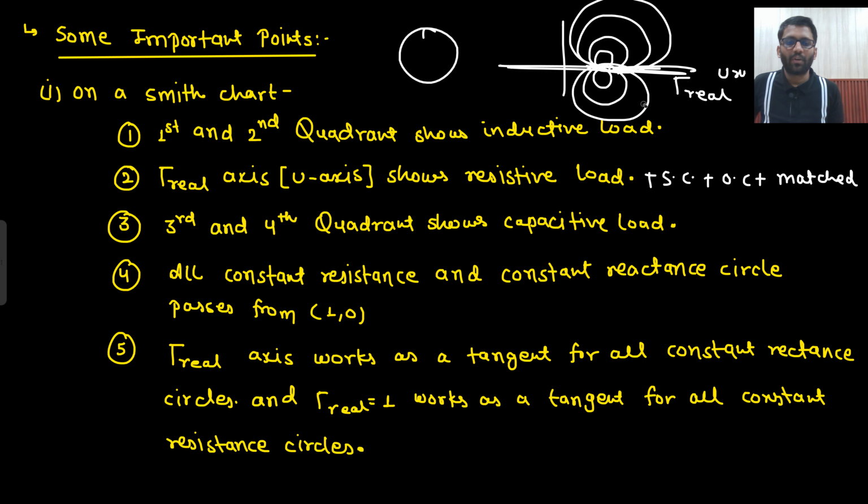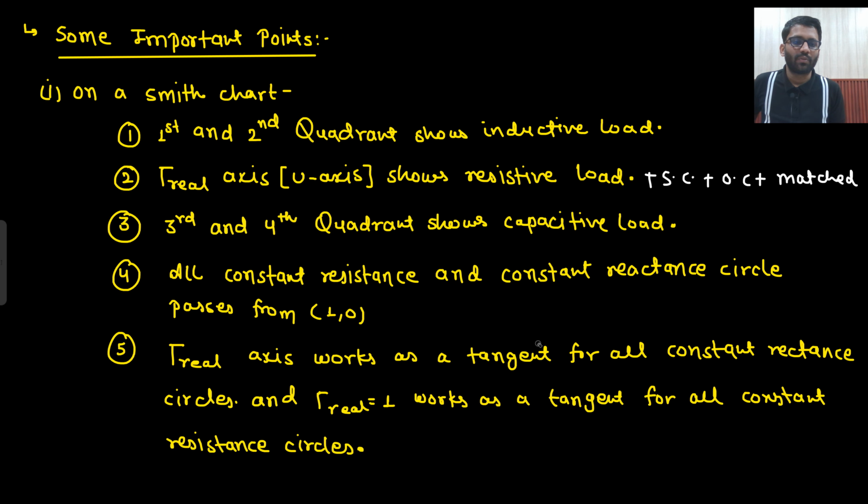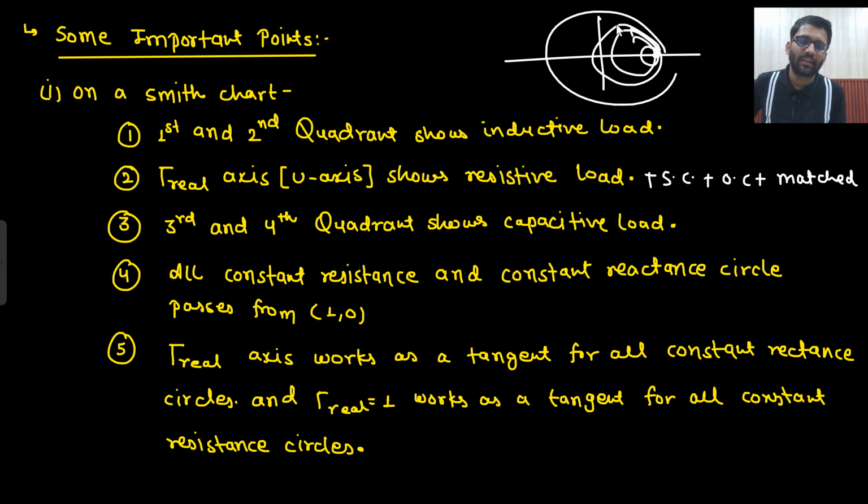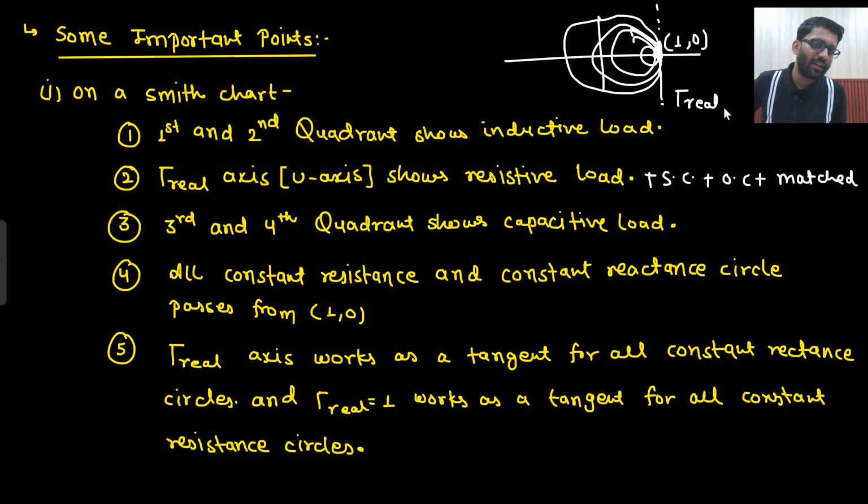And what about the constant resistance circles? What was your constant resistance circle? All the circles originate from 1, 0 only. So this circle, this circle, this circle, this circle, all these were your constant resistance circles. All these circles originated from 1, 0. So what will be the common tangent? This will be the common tangent. And this is your gamma real equals to 1. This line is tangent to all the constant resistance circles. And what is the equation of this line?